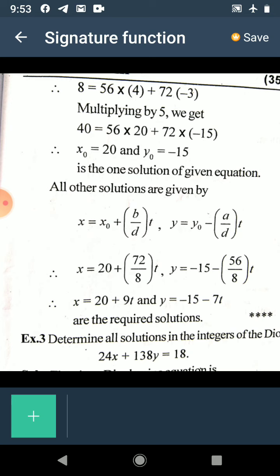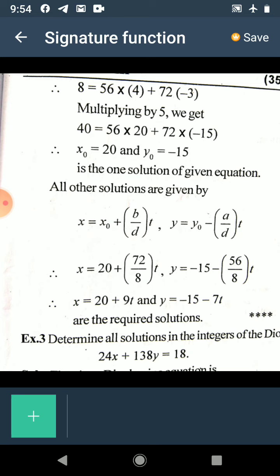Then apply the Euclidean algorithm, find the values of x0, y0. Again note that you should get the values of x0, y0 as 18 and minus 3. That means x0 is 18 and y0 is minus 3. Then substitute these values in our required formula, simplify. Finally you should get the solution as, note down, y is equals to minus 3 minus 4t. Try to solve and compare the solution.